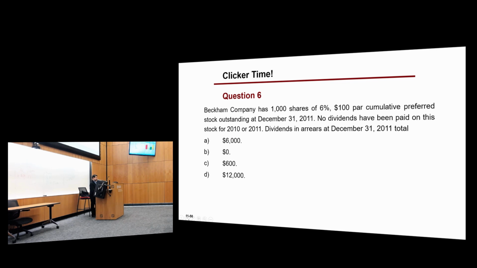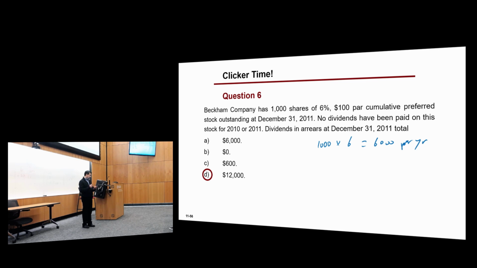That's bad. No one knows. That's really bad. Put 0. 12,000. So you see, it is 6%. So it's 6% cumulative preferred stock, okay? They were 100. Well, this is 1,000 shares multiplied by $6, right? This is 6% of 100. This is per year, so it's 6,000 per year.